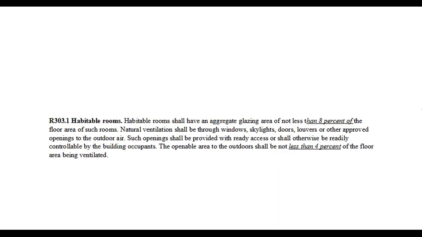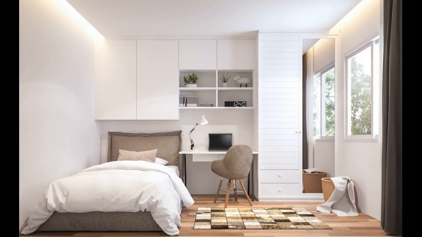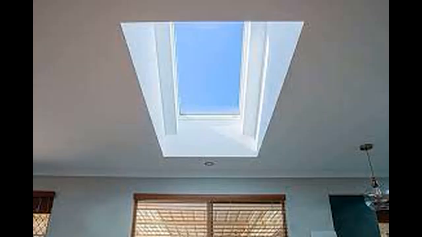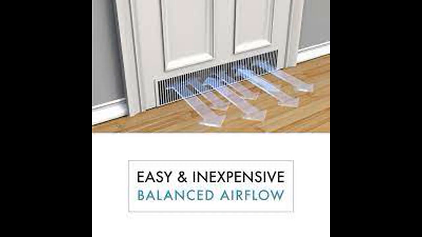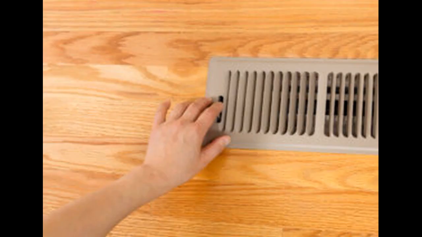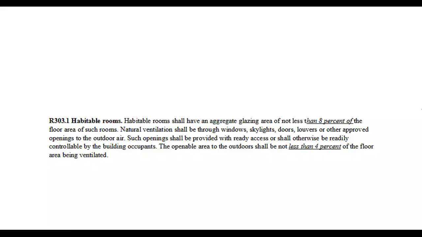R303.1 Habitable rooms. Habitable rooms shall have an aggregate glazing area of not less than 8% of the floor area of such rooms. Natural ventilation shall be through windows, skylights, doors, louvers, or other approved openings to the outdoor air. Such openings shall be provided with ready access or shall otherwise be readily controllable by the building occupants. The openable area to the outdoors shall not be less than 4% of the floor area being ventilated.